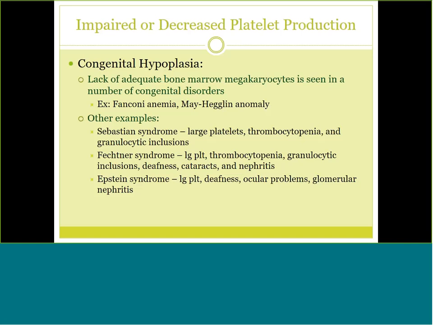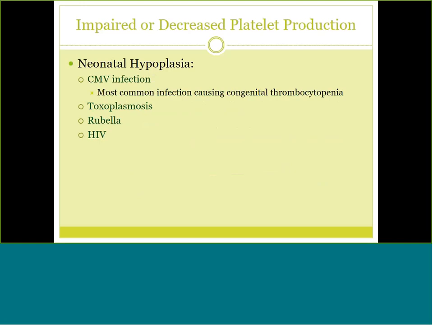I will not test you on any of these, except you still have to, of course, know May-Hegglin because we've learned that. And Fanconi anemia, we actually learned back in Heme 1 with the bone marrow disorder chapter. So other than those, the rest of these, Sebastian, Fechtner, Epstein, these are all just mentioned. We are not going to have to test on these, though. Neonatal hypoplasia, there's different infections that can happen that will cause a decreased platelet production. So just kind of a side effect of those infections. So that's just kind of a mention here.